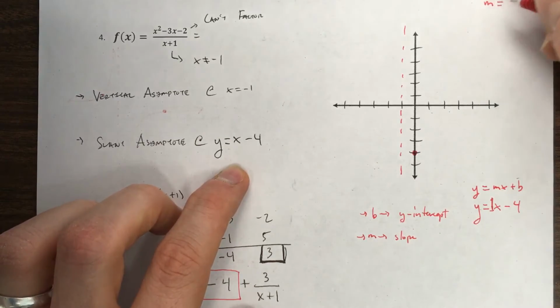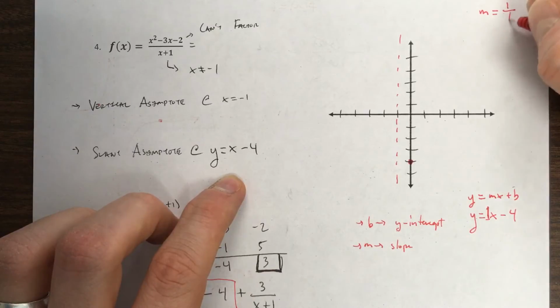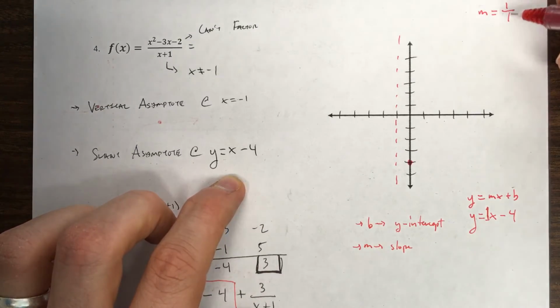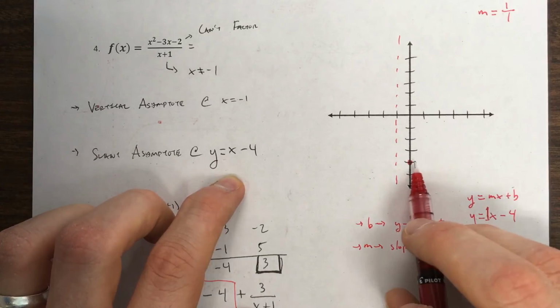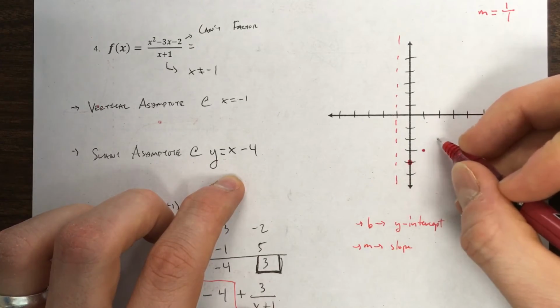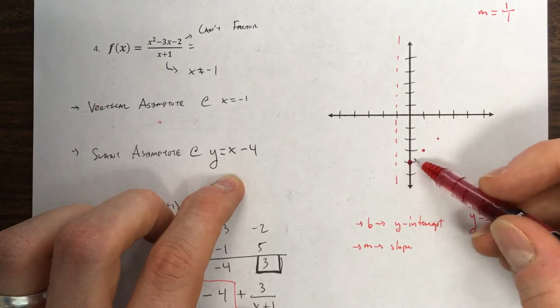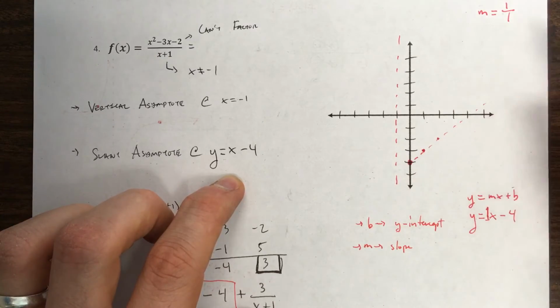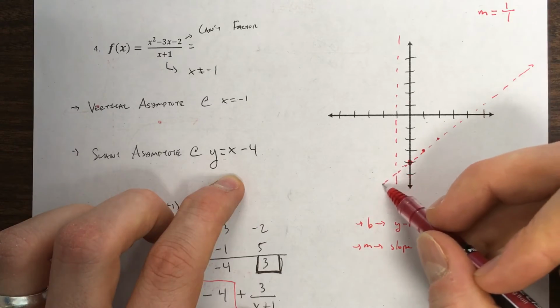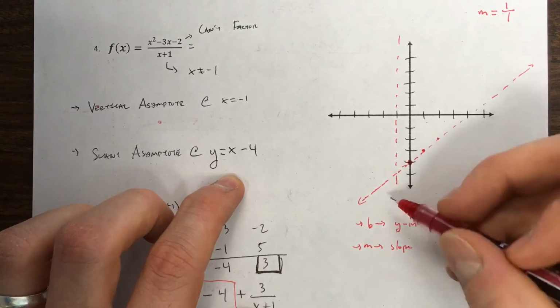If our slope is 1 and we want to use rise over run, it might be good to write it as 1 over 1. Because from here, now we can go up 1 over 1. Up 1 over 1. Up 1 over 1. Draw a dotted line going through it. And there's our slant asymptote.